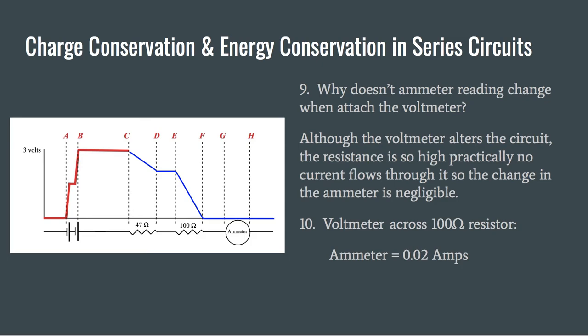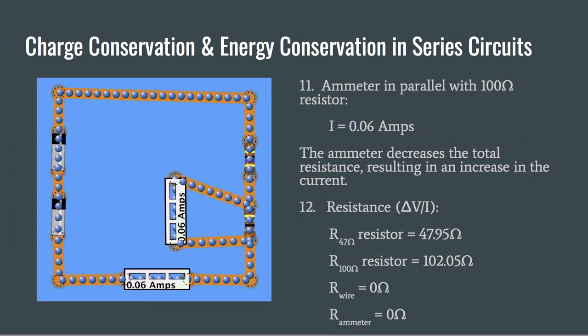With the voltmeter across a 100 ohm resistor, the ammeter read 0.02 amps. For 11, the ammeter in parallel with a 100 ohm resistor, the current was 0.06 amps. The ammeter decreased the total resistance, resulting in an increase in current. For resistance, part 12, which is the potential difference divided by the current, the values are listed here, and the resistance of the wire and ammeter were 0 ohms.